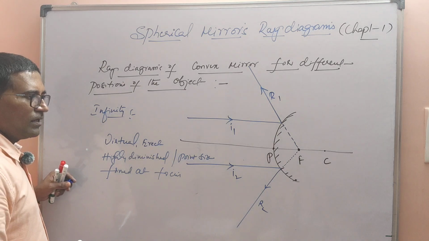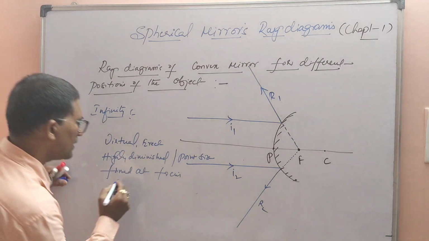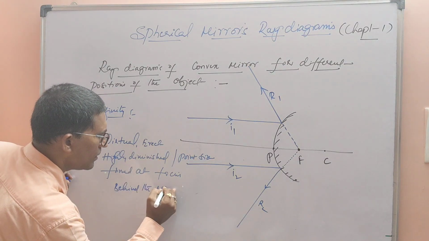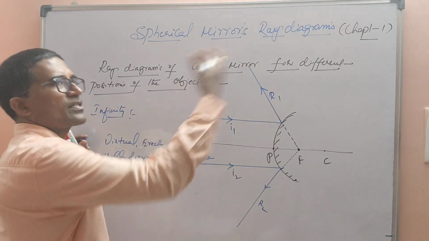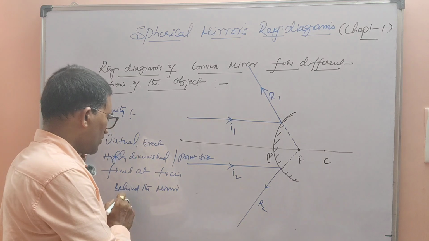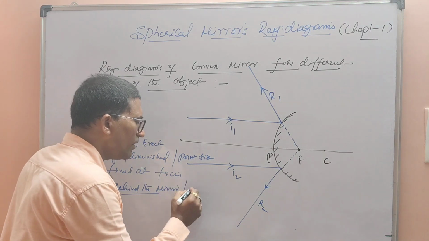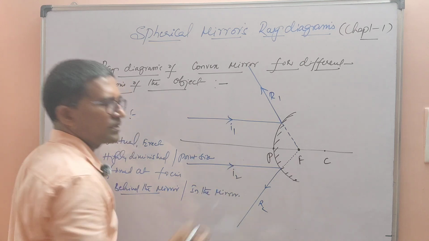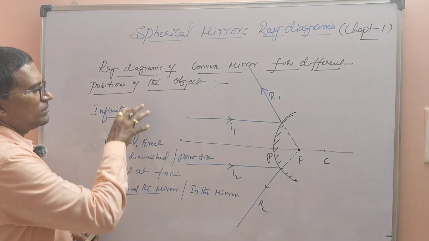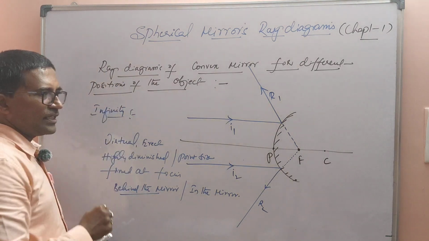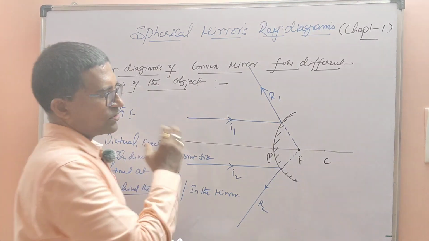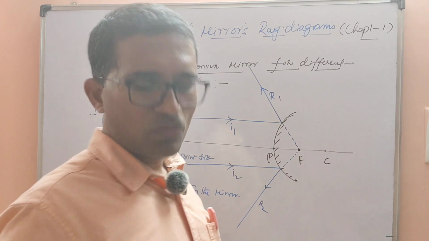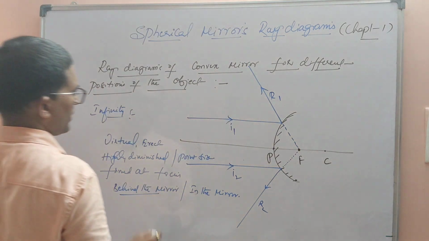To make you very clear, the image is behind the mirror. Behind the mirror in the sense, don't think it is the other side of the mirror. No, in the mirror only. We used to call it behind the mirror or in the mirror. Is it clear? So this is the ray diagram for a convex mirror when the object is at infinity. Please concentrate much on these convex mirror diagrams, because they make you more confused when you are drawing them.